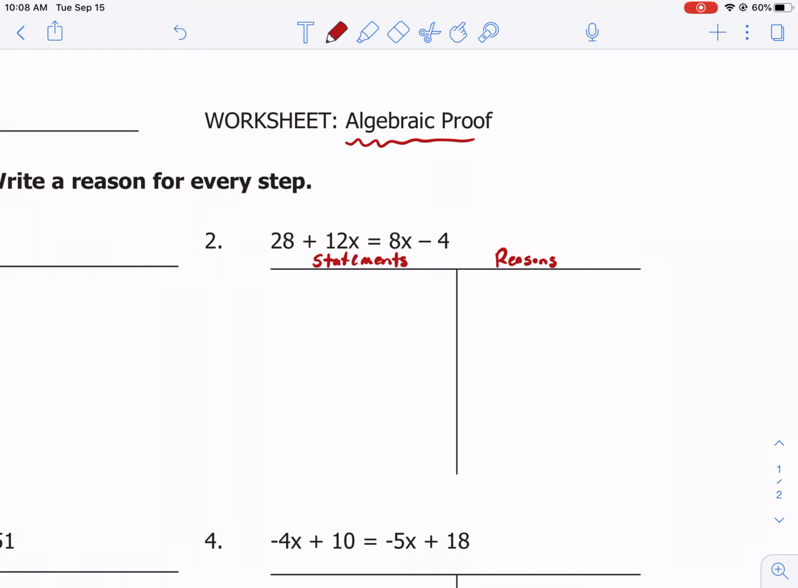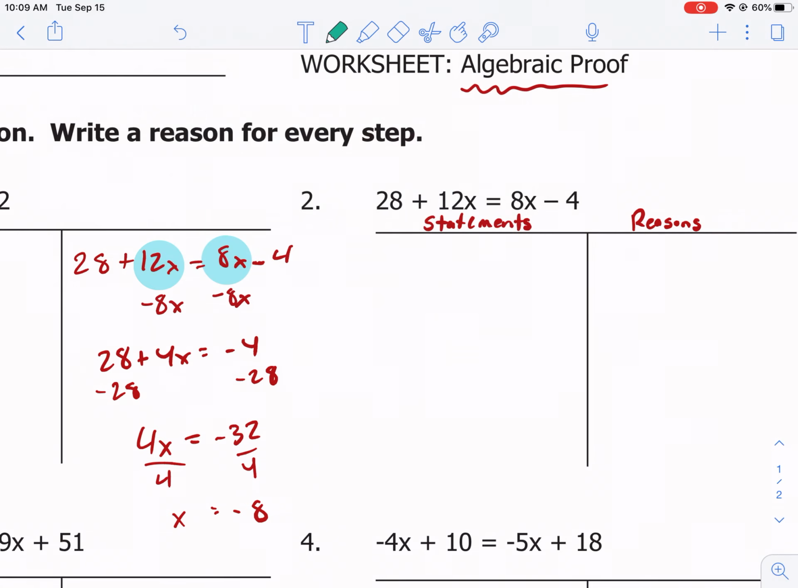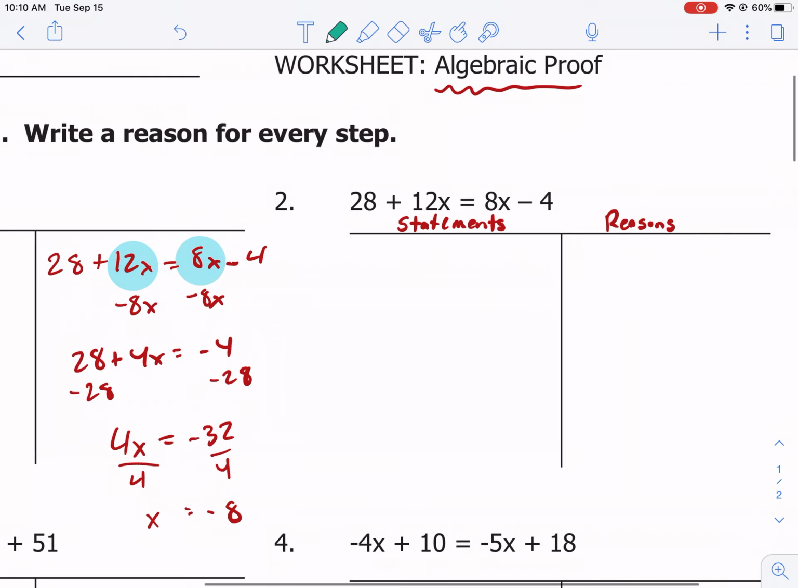If we have variables on both sides of the equal sign, the first thing we're going to do is combine them. I like to move the smaller one over. I have 28 plus 4x equals negative 4. I'm going to subtract both sides by 28. So I have 4x equals negative 32. I divide by 4, divided by 4, so x equals negative 8. And that would be my answer. Now, that's just the process of doing it. Hopefully that's just a refresher for you and you understand it. Let's go into how we would write this as a proof.